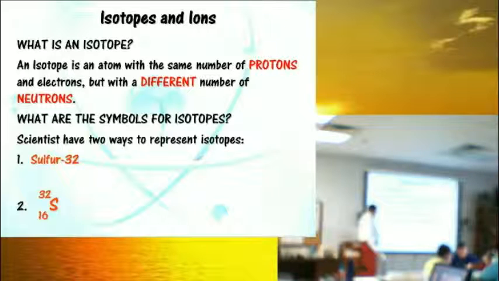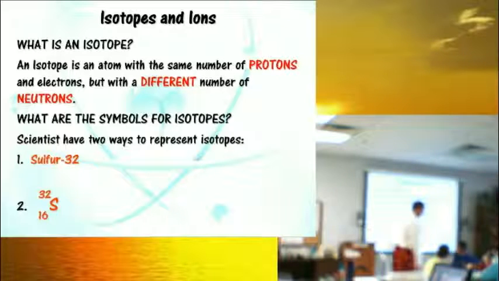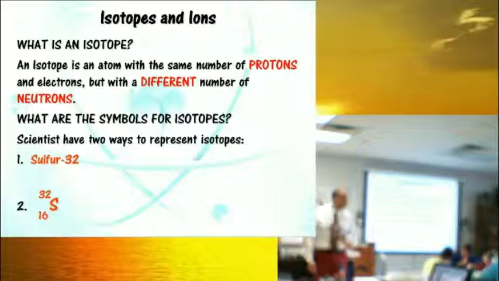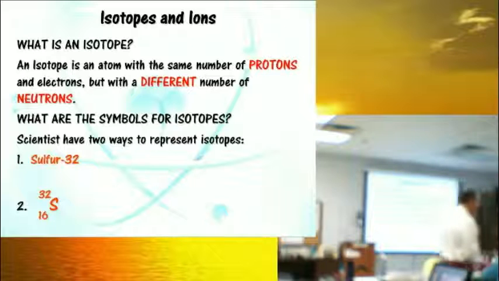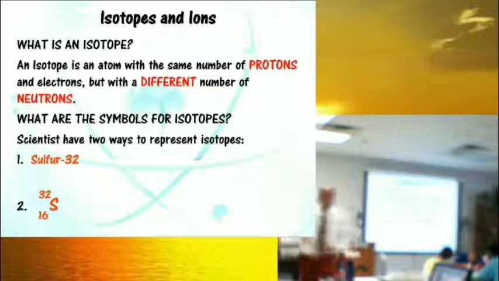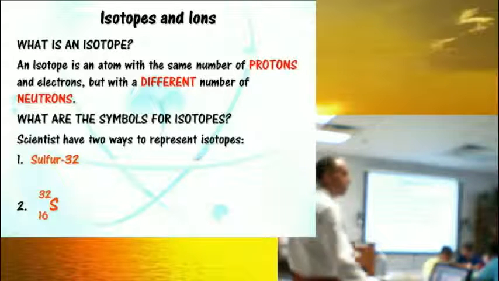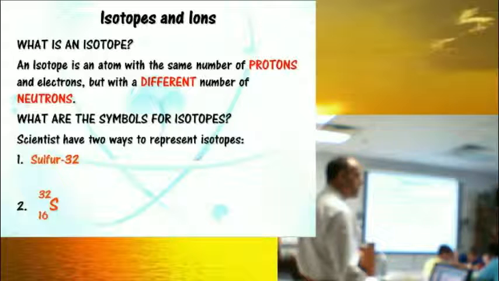Another way to write it is here. Here, you just use the symbol. You put the number of protons at the bottom and the mass at the top. So you might see an isotope written either way. And there is a place on your paper to write those two down. Number 1 and number 2. What are the symbols for isotopes? Sulfur 32, or you can do it using that symbol there. Okay? Now, again, what changes? If I say isotope, you say neutron. Okay, so the neutrons are what's changing.